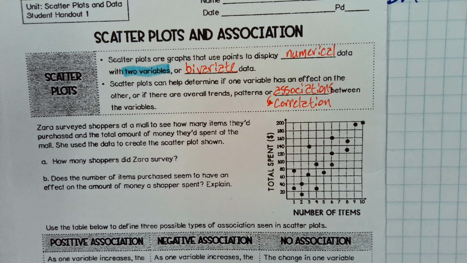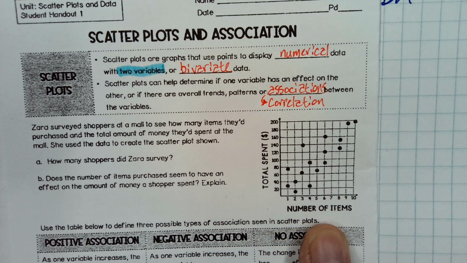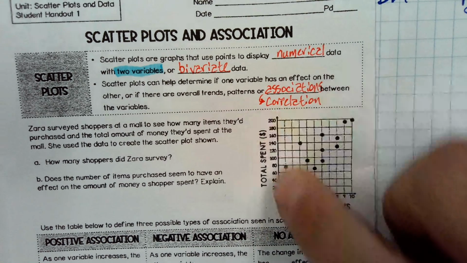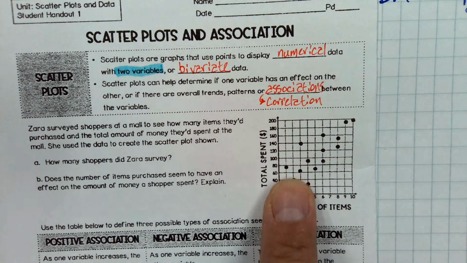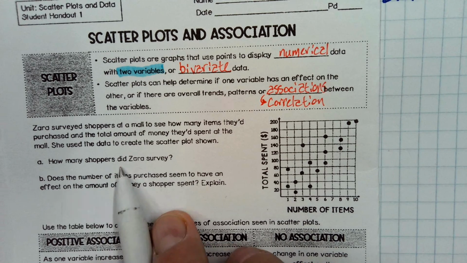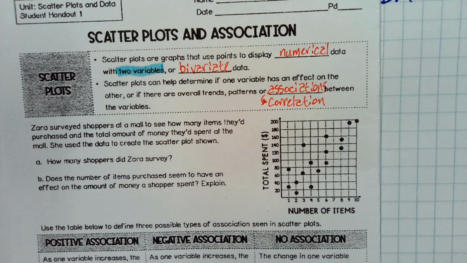Zara surveyed shoppers at a mall to see how many items they'd purchased and the total amount of money they'd spent at the mall. She used the data to create the scatter plot shown. So here's the scatter plot that she made. As you can see, on the x-axis, the horizontal axis, she's measuring the number of items they purchased. And on the y-axis, the vertical one, it's the total amount of money they spent. So the first question, hopefully, is pretty easy. How can we figure out how many shoppers Zara surveyed? Just by looking at the graph, we can figure out how many people she surveyed.